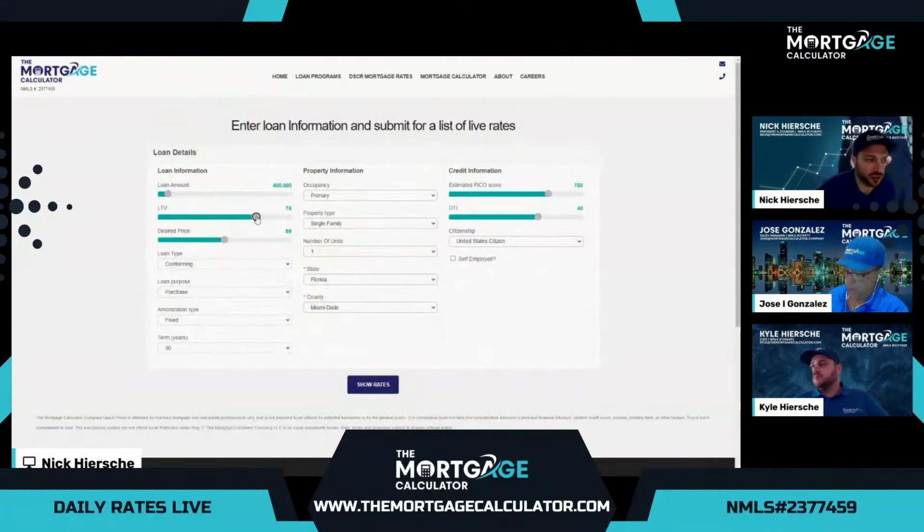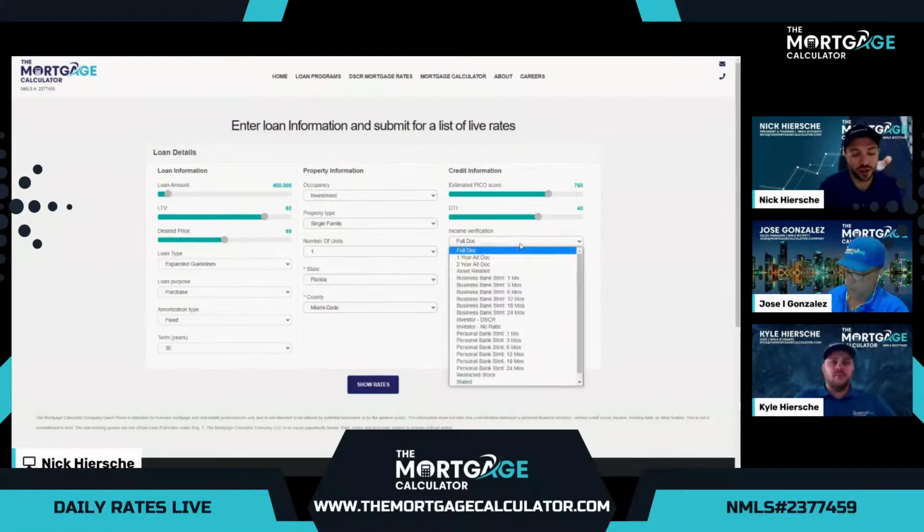So whether you're looking to just have less points or you're looking to use totally alternative documentation because you've maxed out your government-sponsored, conventional loans, we're going to come over here. We're going to pull up expanded guidelines. Same thing for 80 LTV, purchase. Everything else is going to stay the same. But over here on income verification, we can add our alternative documentation.